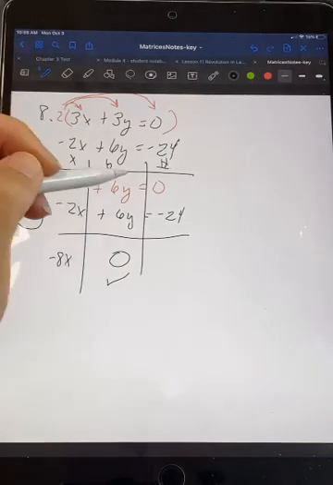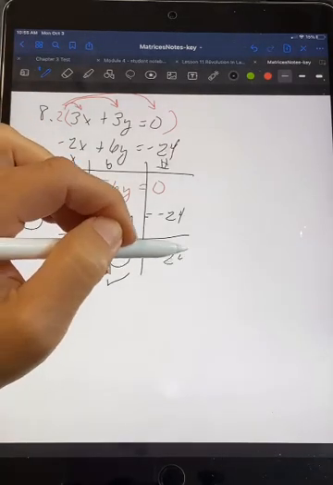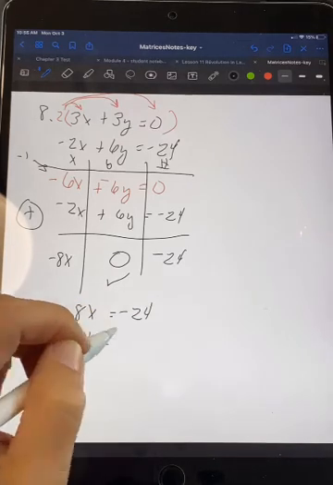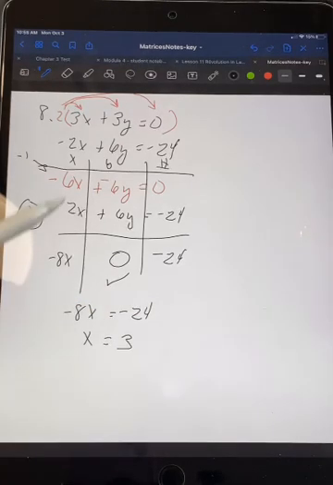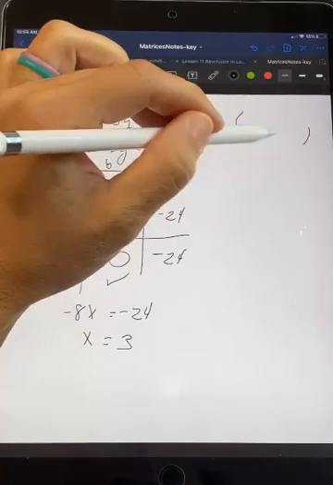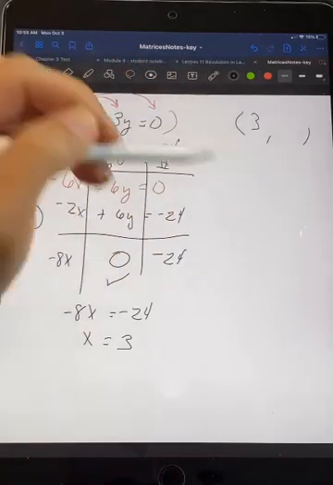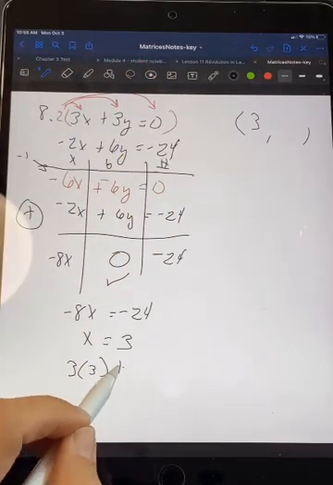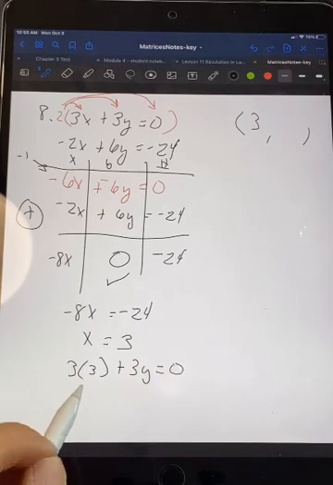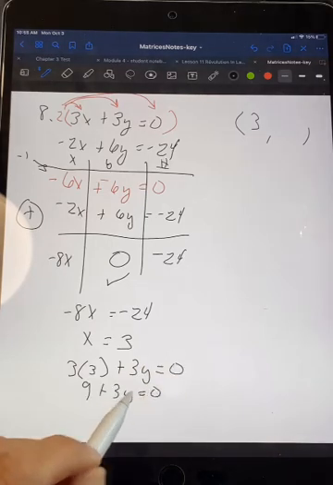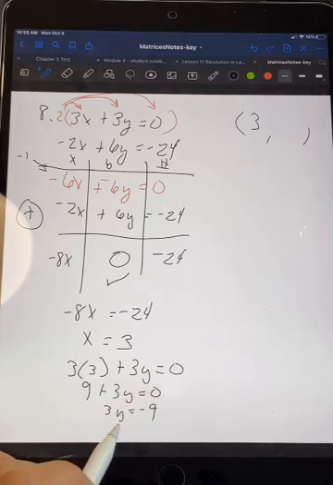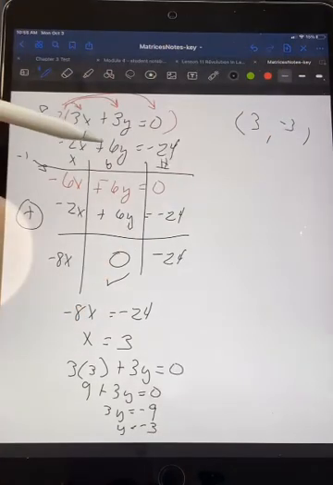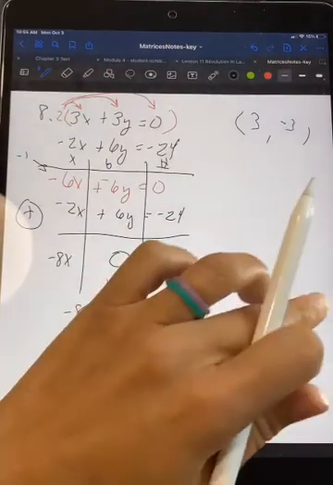That's what I wanted, is a 0. And then I have a negative 24. So negative 8x equals negative 24. x is equal to 3. So now that I know x equals 3, again, that's just one part. We can plug it back in anywhere that we wanted. So we knew 3 times x plus 3y equals 0. 9 plus 3y equals 0. 3y would equal negative 9. y equals negative 3. 3, negative 3 is my answer. It's my solution set for that number 8.